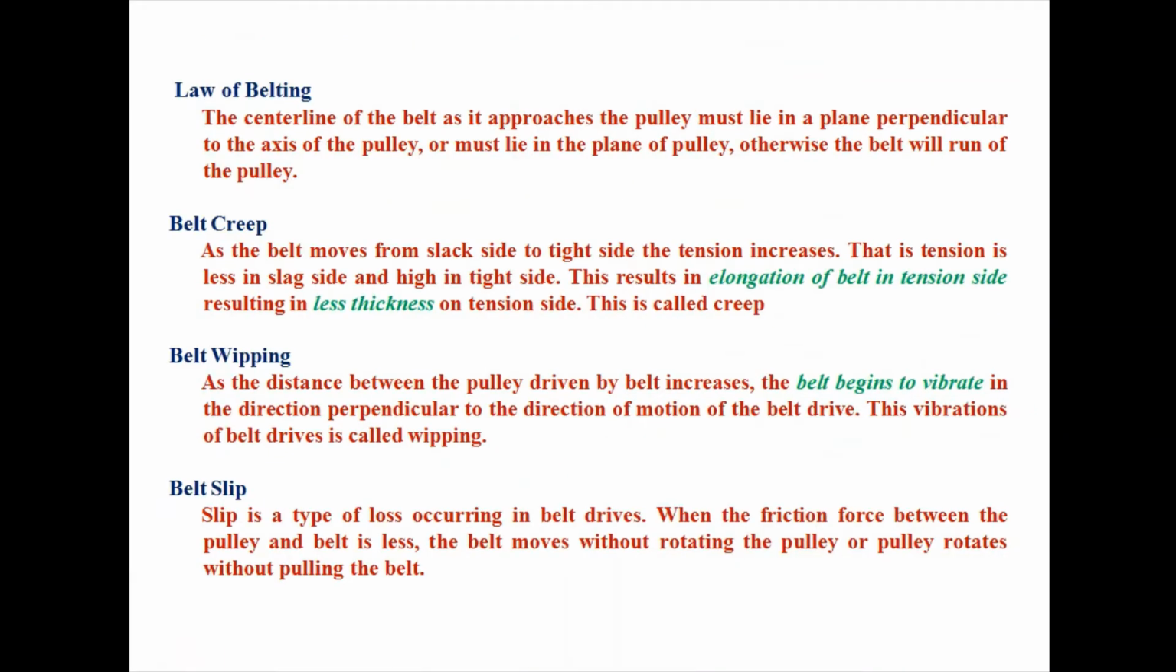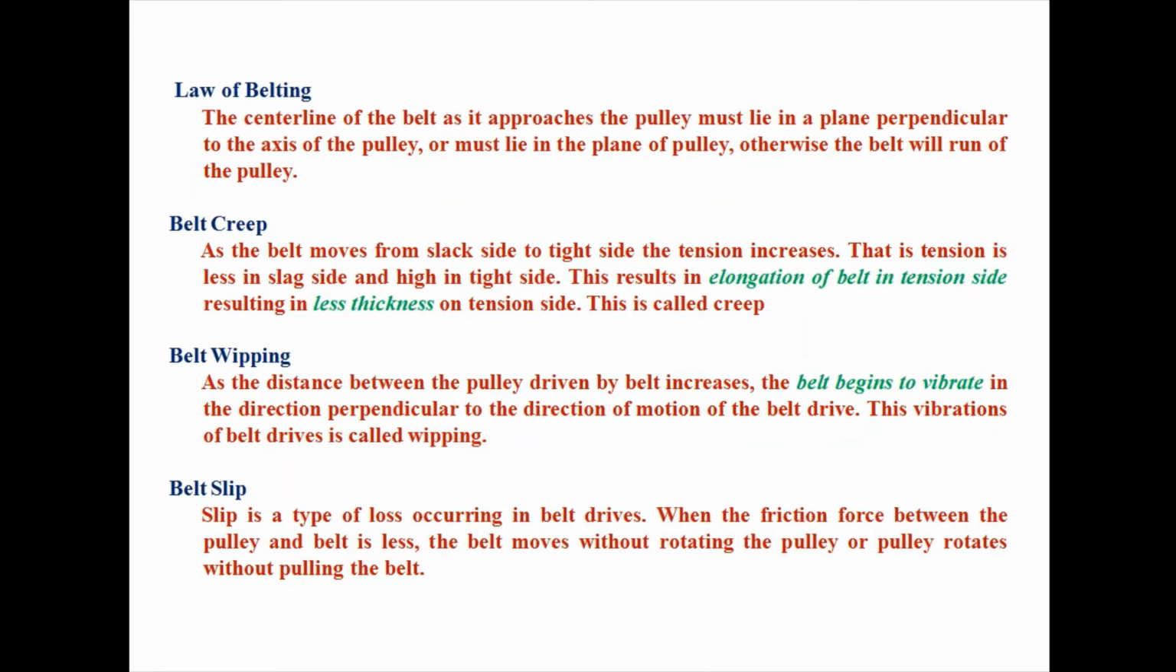Next one, some important terms in the design of belt. So first one is the law of belting. Law of belting means the axis of the belt and the axis of the pulley coincide on the same plane. So it is called as law of belting. So next one, belt creep. So belt creep means, if belt moves from slack side to tight side, the tension is increased. Due to the tension, the elongation of the belt occurs. Elongation of belt means the length of the belt is increased. It is called as creep.